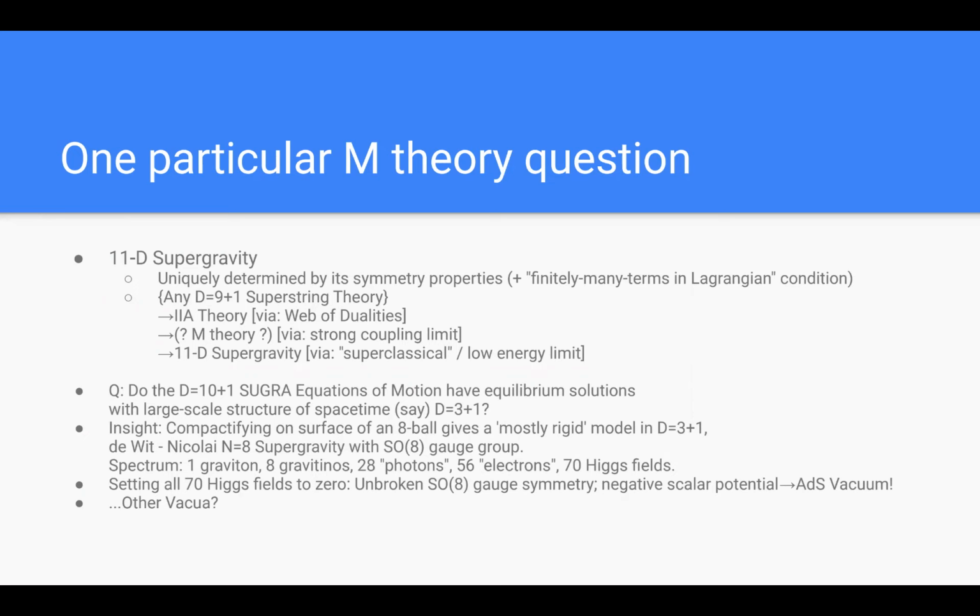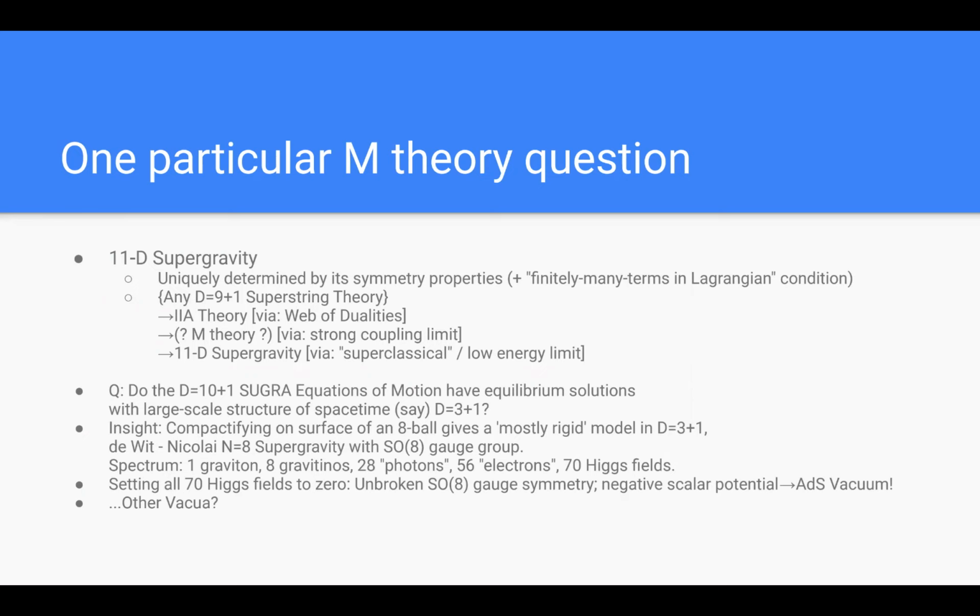And in particular, if one takes 11-dimensional supergravity and compactifies it on the surface of an 8-ball, so, well, a 7-sphere, but a particular one, I'm saying it like this because 7-spheres are weird, then this gives us a mostly rigid model in 3+1 dimensions. This is N=8 de Wit-Nicolai supergravity, where the gauge group is SO(8).